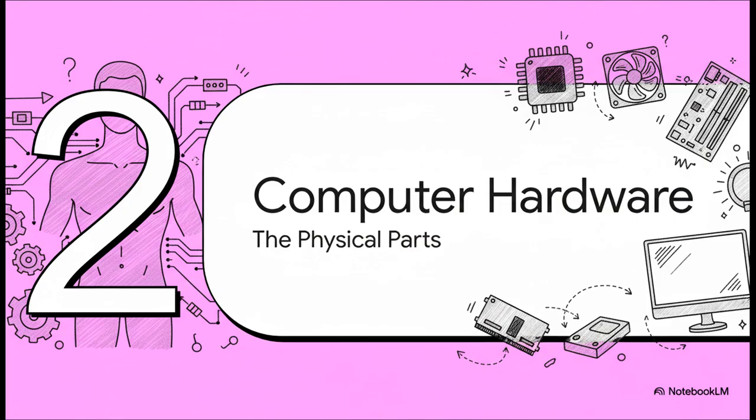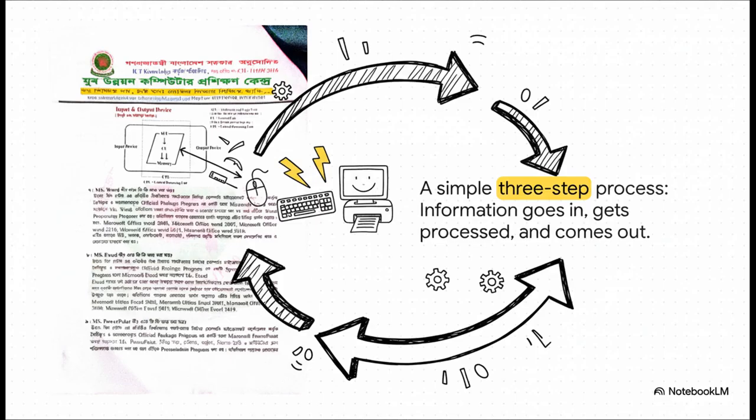Okay, so now we know what a computer is. Let's open it up and see what's inside. We're going to start with the hardware. And the easiest way to think about this is if a computer were a person, the hardware is its body. It's all the physical stuff you can actually pick up and touch. And this simple diagram? This is basically the fundamental rule for all computer hardware. Seriously, everything a computer does, no matter how complicated it seems, follows this simple three-step loop.